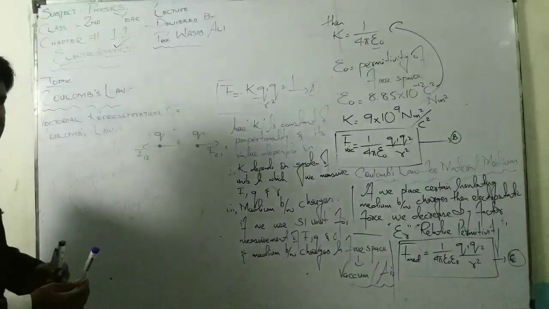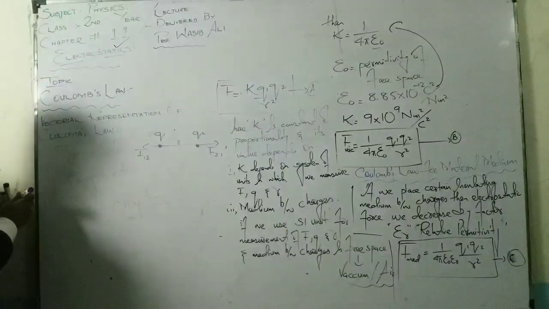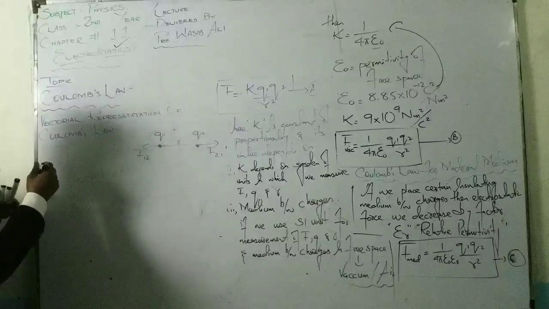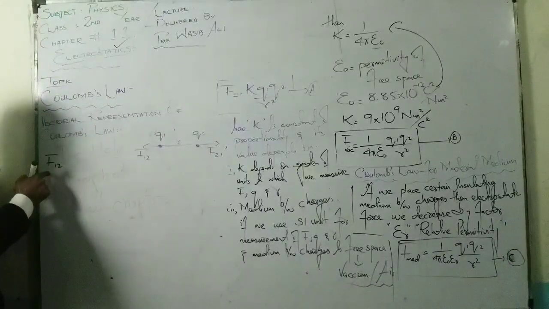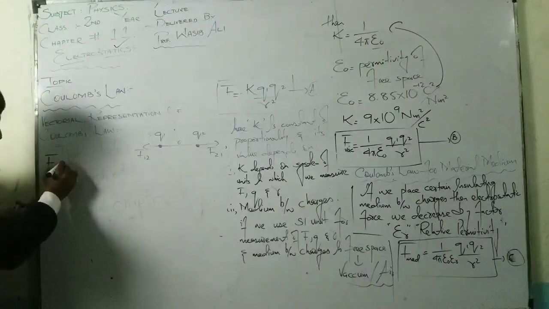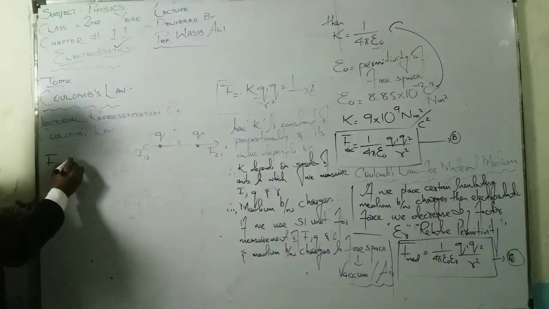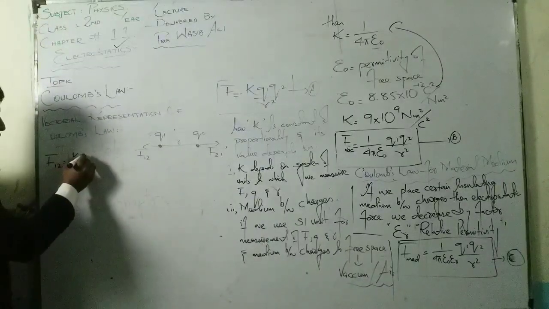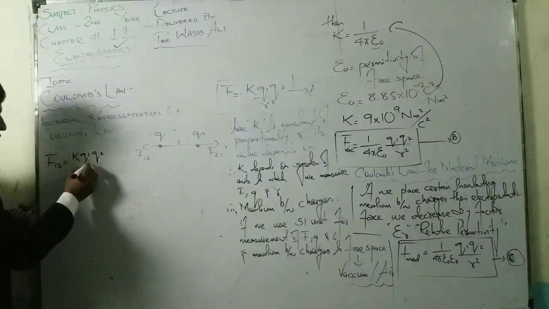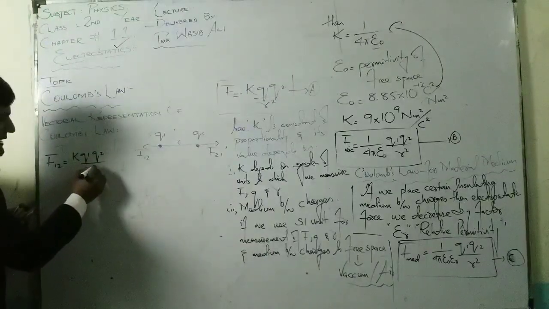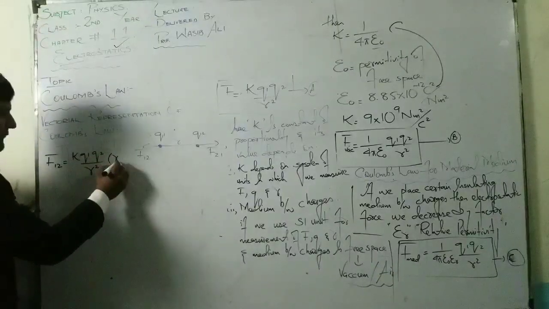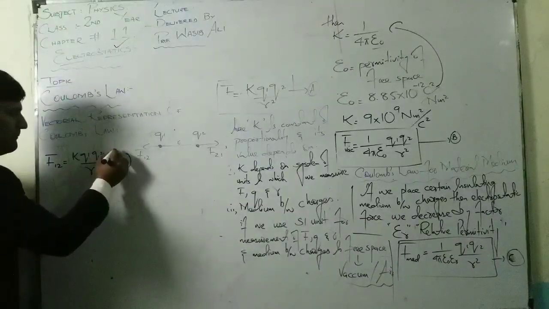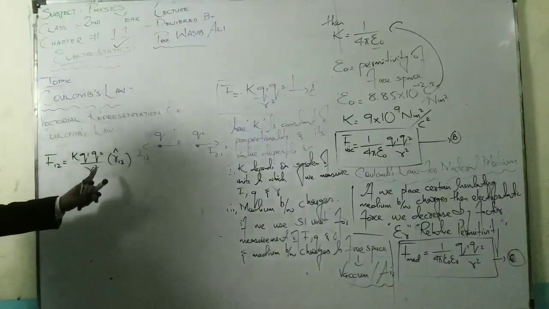So how can we write it mathematically? Now I'm writing it mathematically. First we can write F12, the force on charge 1 due to 2. F12 can be written as K, the constant of proportionality, Q1 Q2 divided by R square. Along with this, I can write it in the most simplified form with r12 bar. Now what is this?